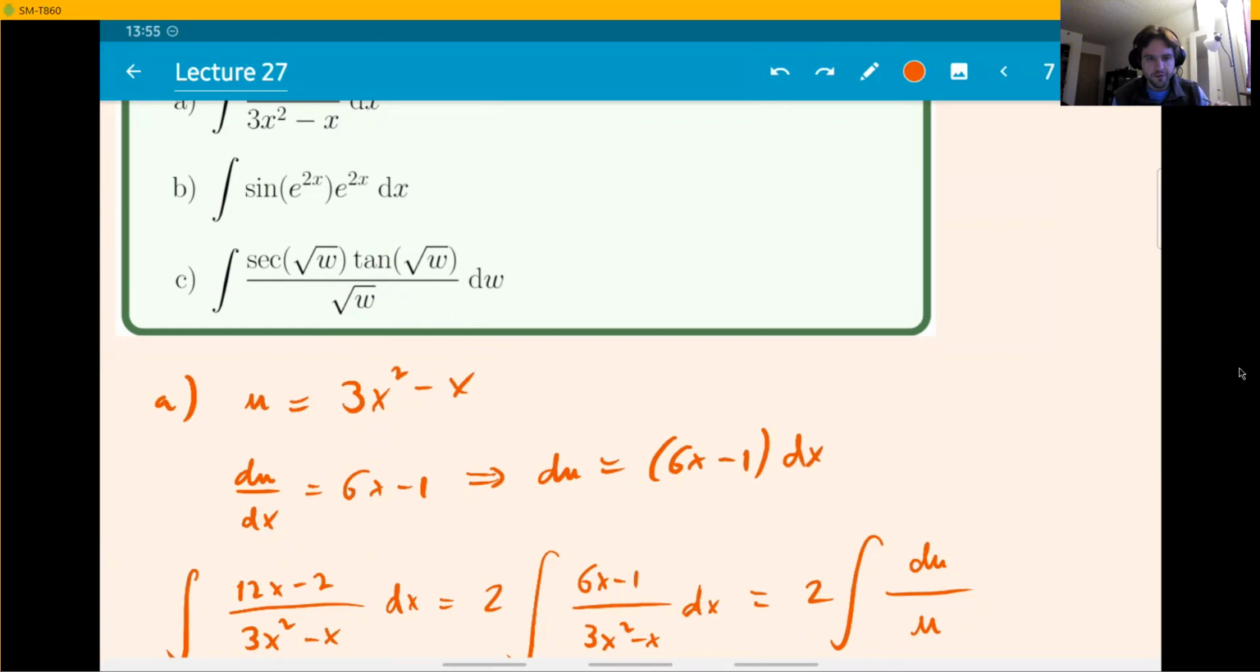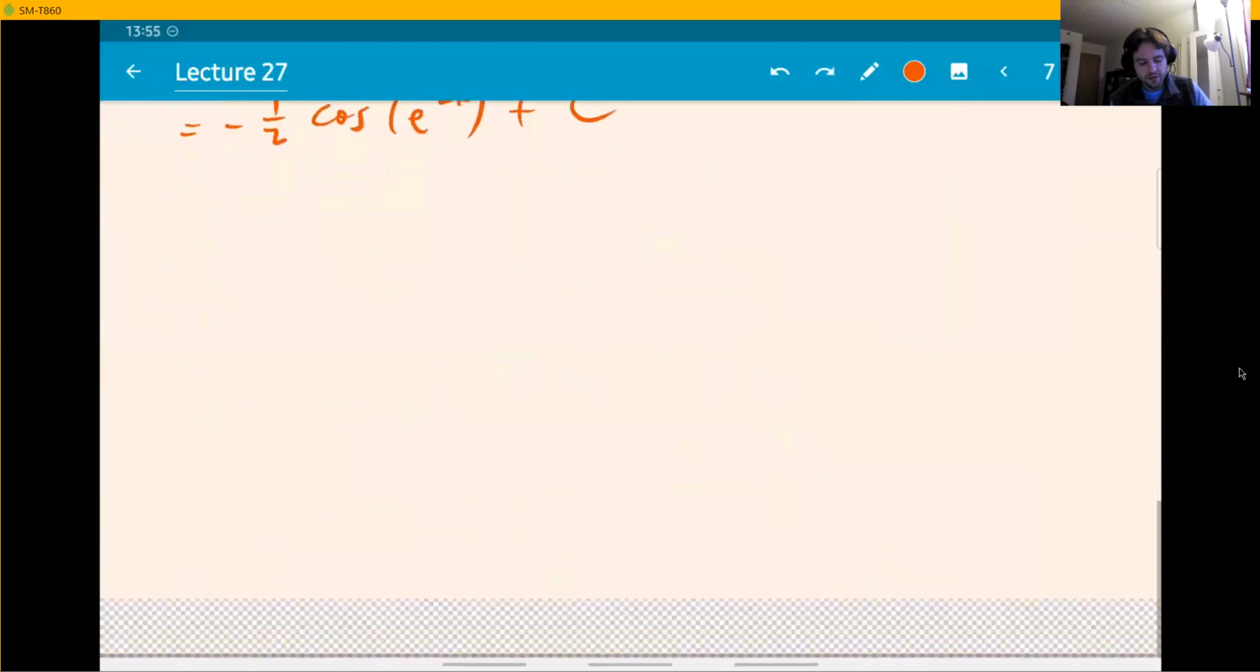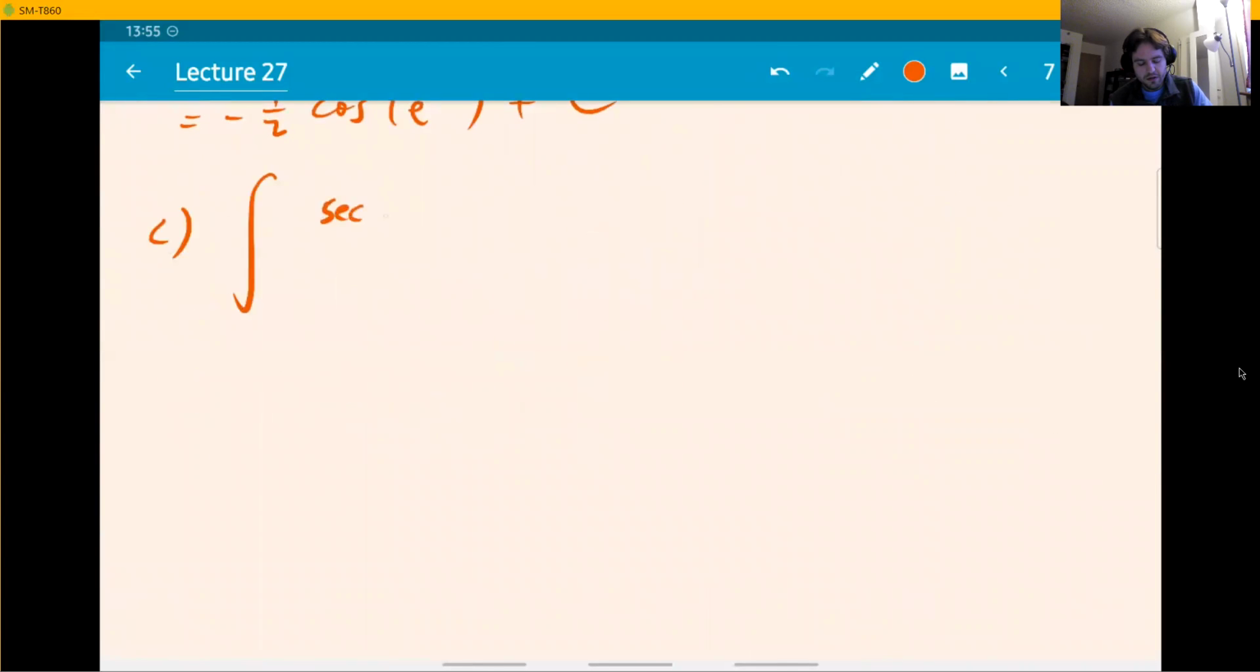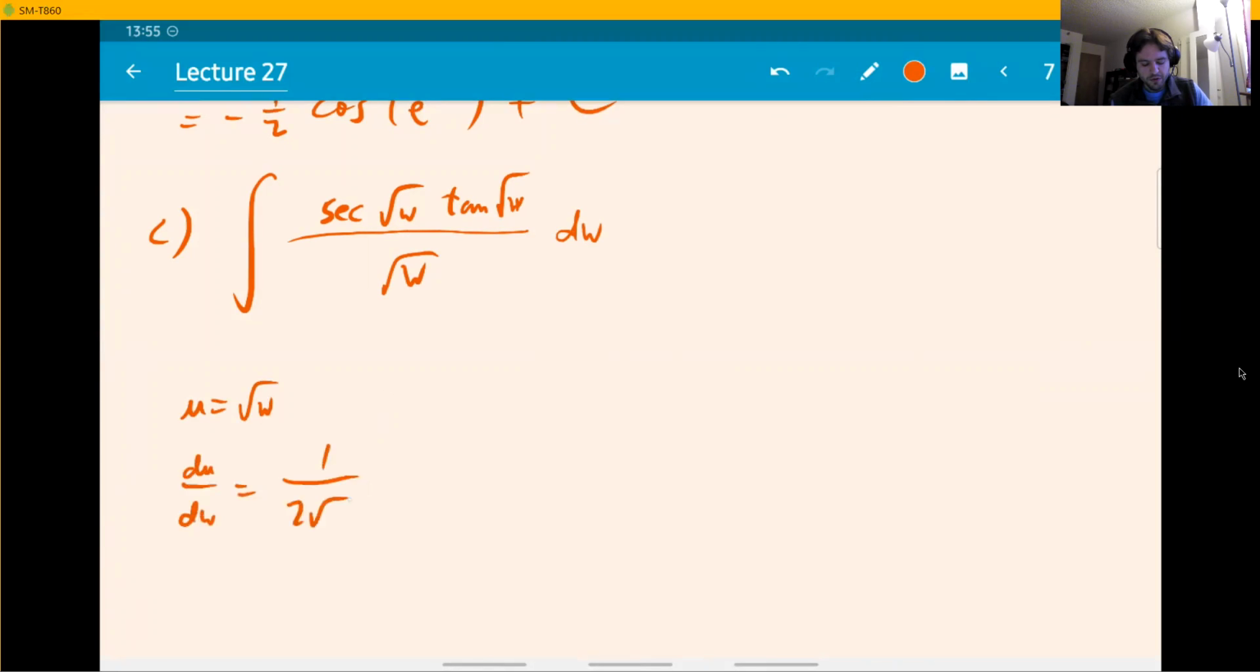And what is the composite function? In this case, it is secant times tangent. That function, this entire expression, is evaluated at the number square root of w, which is going to be the u. So let's see if that works. Secant tangent over square root of w dw. If u is square root of w, du/dw, this is the formula that I told you. You can get this by power rule, but you probably memorized it.